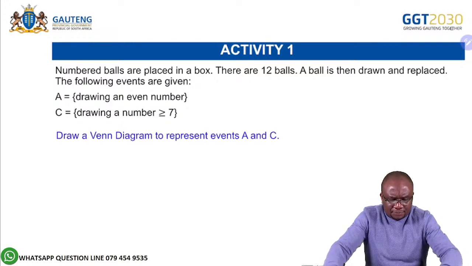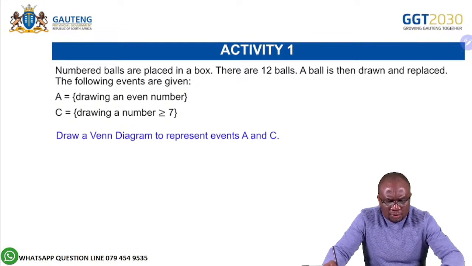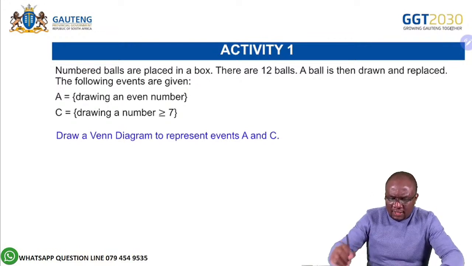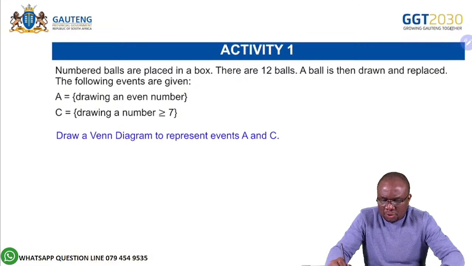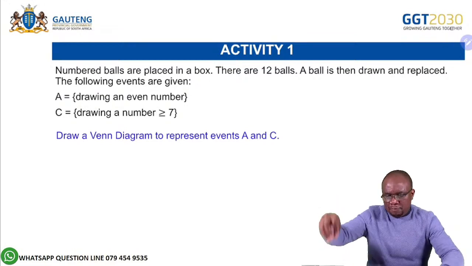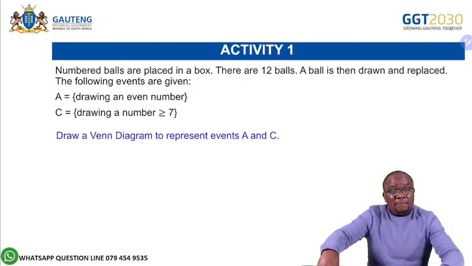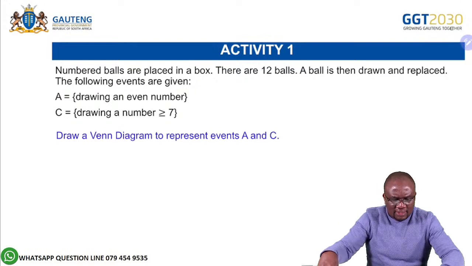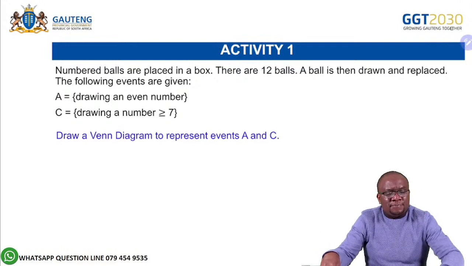Right. Numbered balls are placed in a box. There are 12 balls. It means there's ball number 1, ball number 2, ball number 3, up to 12. There are 12 of them. A ball is drawn and replaced. It means you pick it up and you put it back, so the number of balls there is maintained. It does not change.